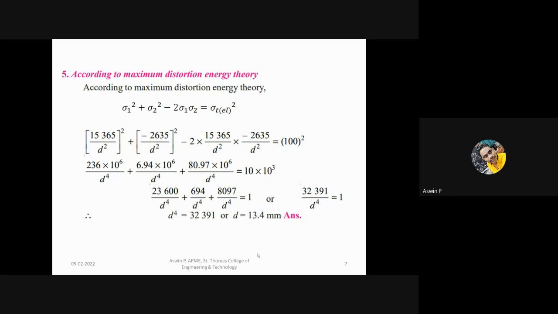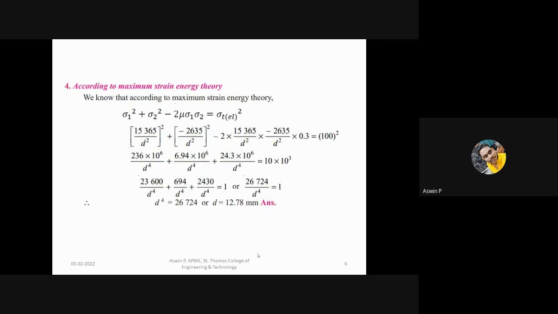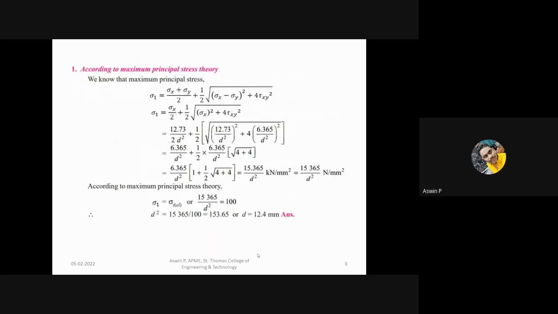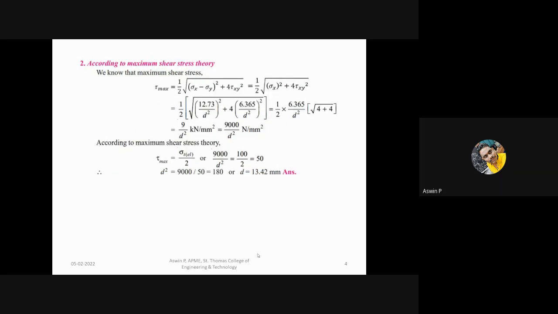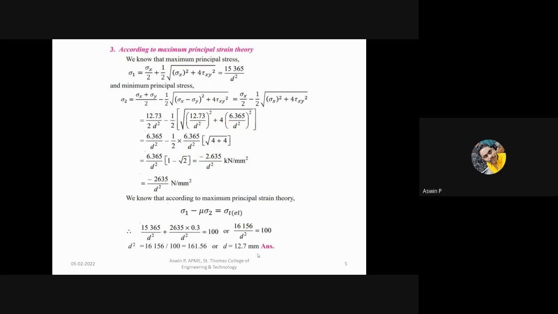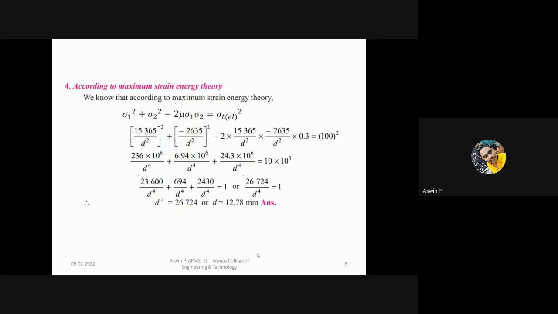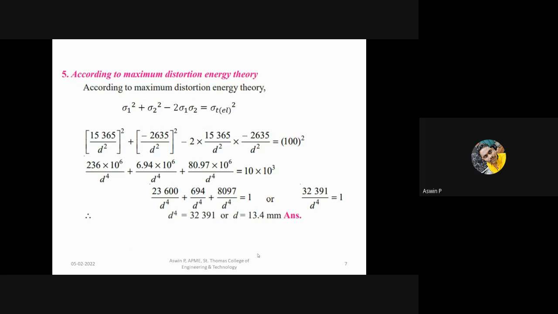Okay, hope you got the answer. That is 13.4. I didn't change the slide. And when you look at the diameters, there are different values we have got. First one is 12.4, second is 13.42, and next one is 12.7, next is 12.78, and finally 13.4. So the maximum value of diameter should be taken among all these theories.